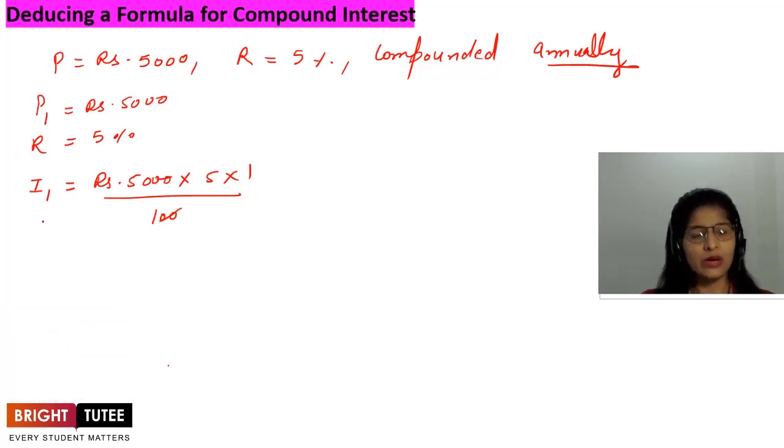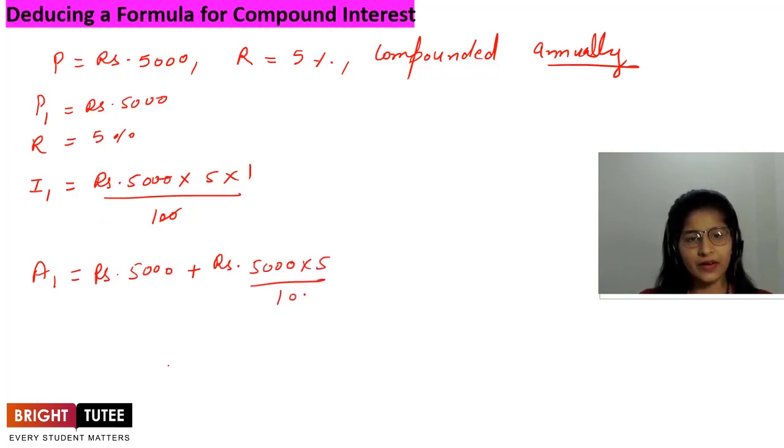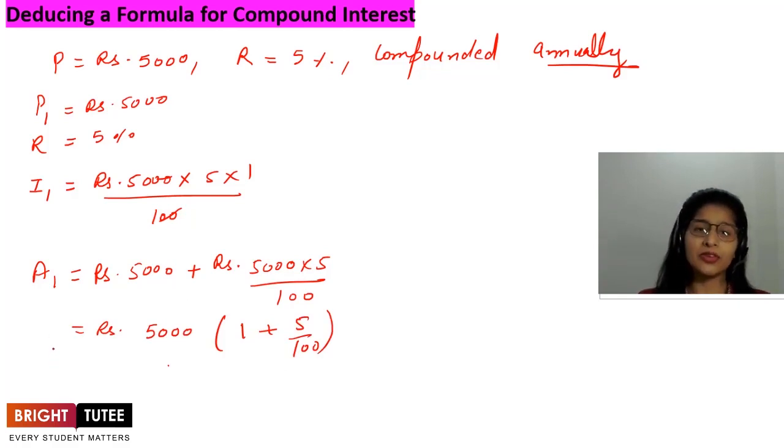Okay, so we have got the interest. So what will be the amount for first year? Amount for first year is principal, that is rupees 5,000, plus interest, rupees 5,000 into 5 divided by 100. So what is common out of this? We are taking common 5,000. Here 1 is left, plus 5 upon 100. Okay, this is the amount for first year.